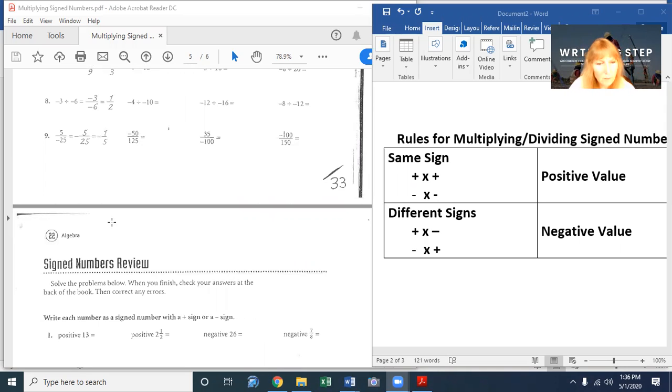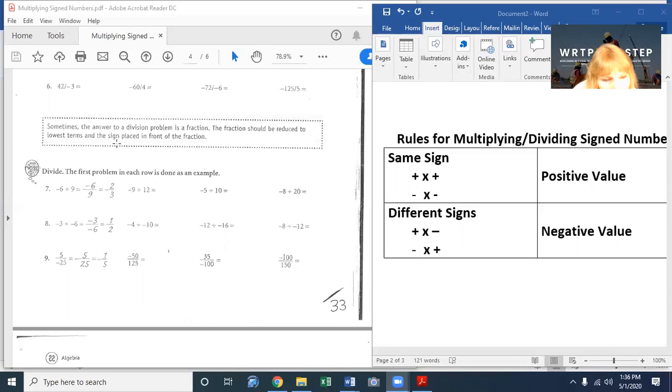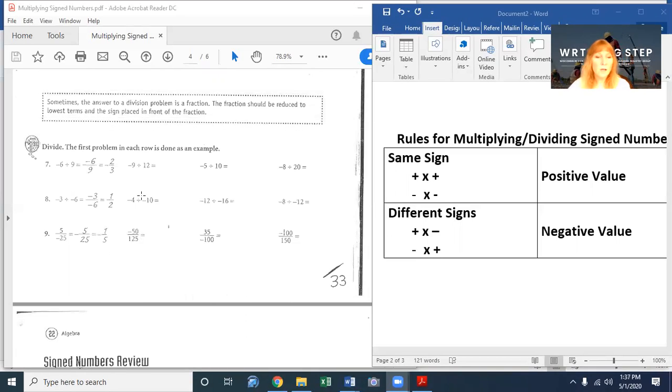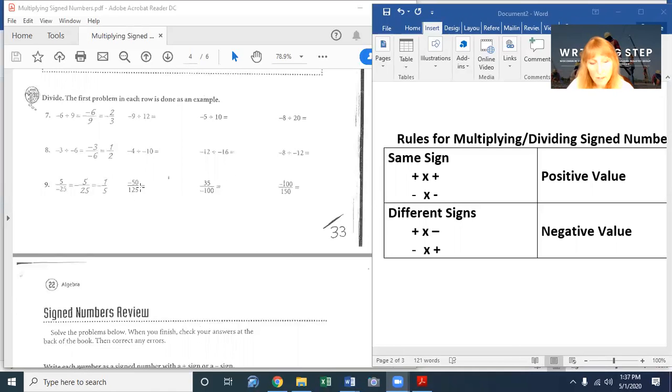We have negative 50 divided by 125. So I wonder if they want us to do, yeah, they want us to do a fraction. They want us to reduce the fraction. I just want to go back up and see what they say. Sometimes the answer to a division problem is a fraction. The fraction should be reduced to lowest terms and the sign placed in front of the fraction. So they don't want us to make this a decimal, which is what I thought they wanted. What they want us to do is just reduce the fraction.